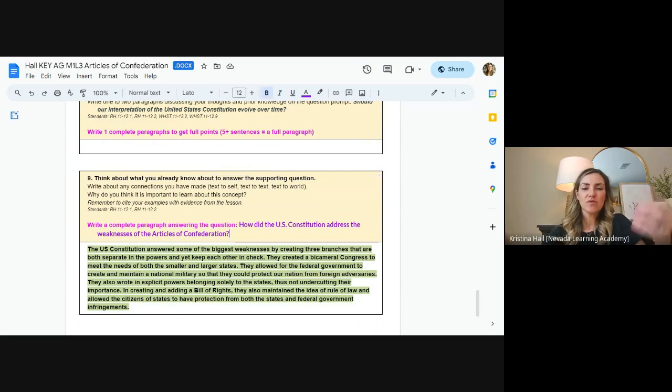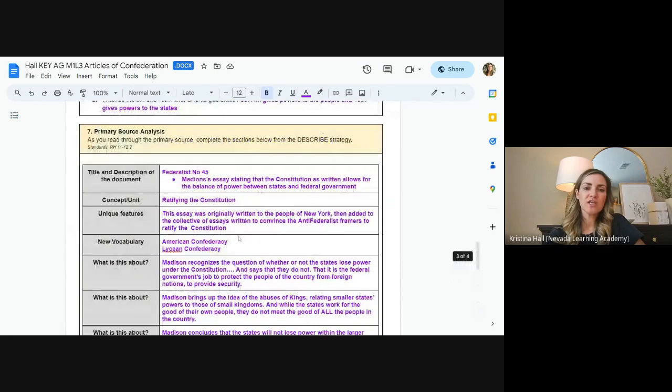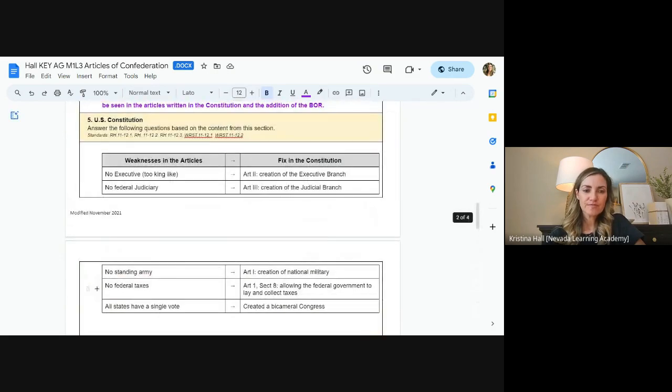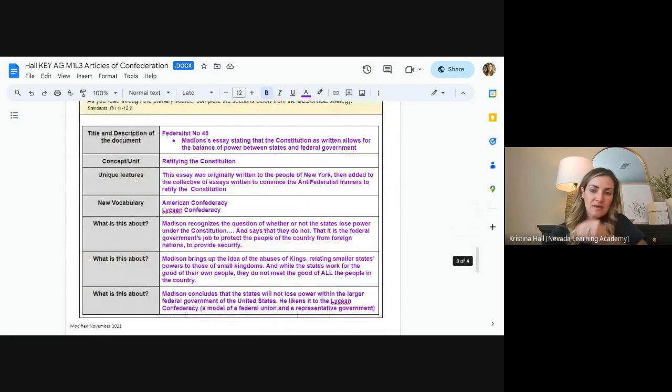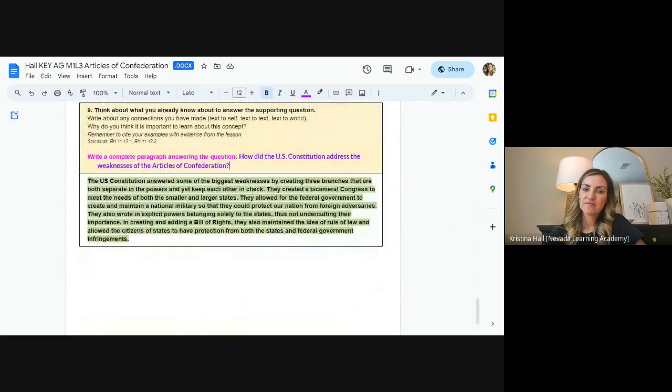So one of the easiest ways to do that is just pull from this chart. And that last response, you can basically summarize what the problem was and how it was fixed and turn that into a paragraph. Okay, so that's how I would do it. That would make it an easy way to address this central question: how did we go from the Articles of Confederation to the U.S. Constitution, and how did it solve the underlying issues that we saw under the first Constitution?